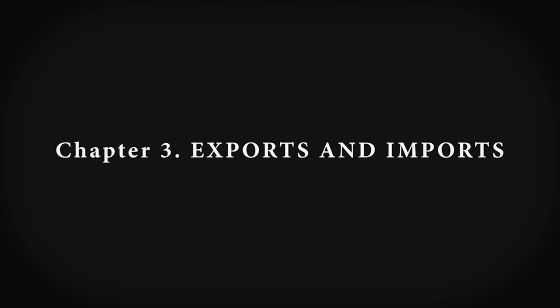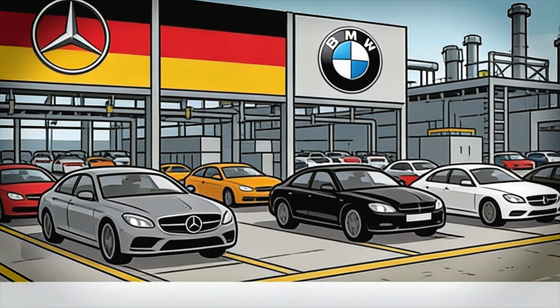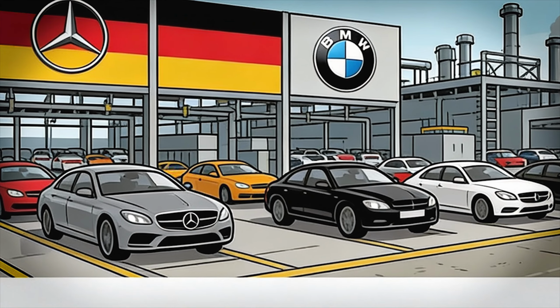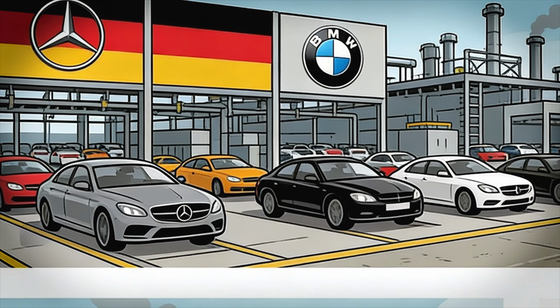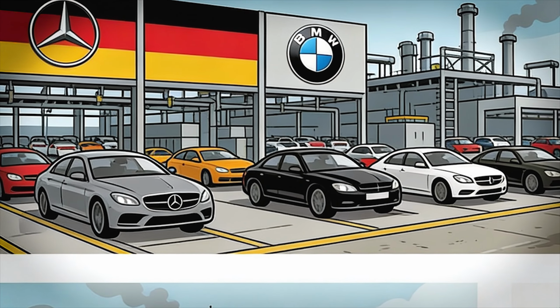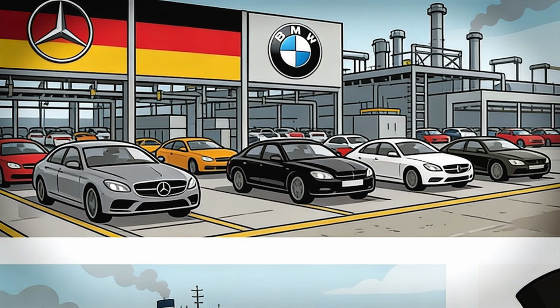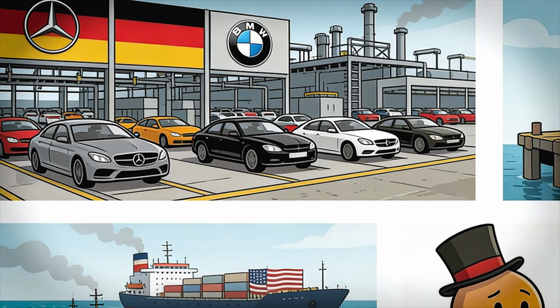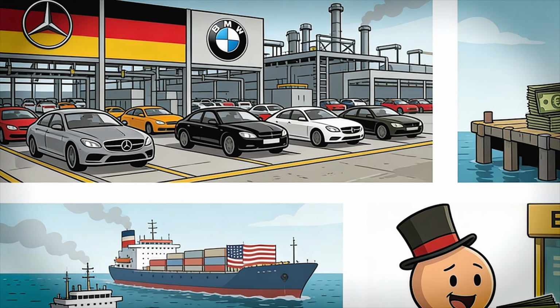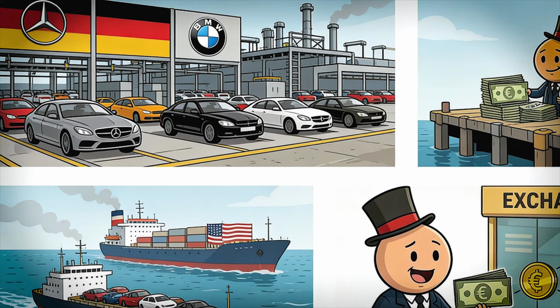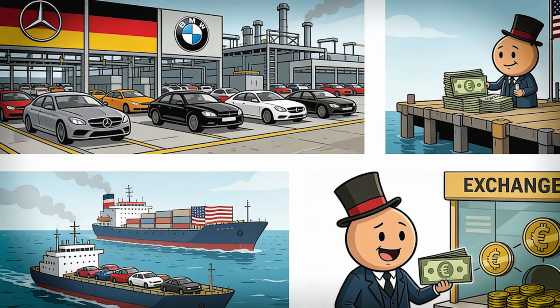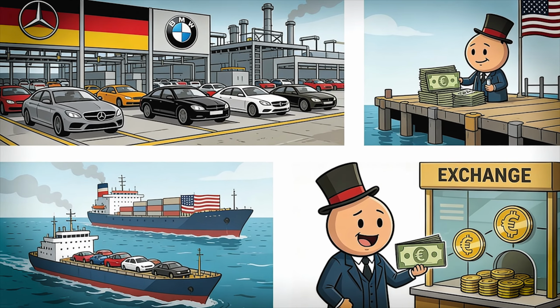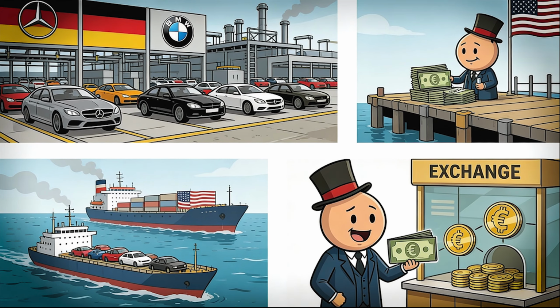Chapter 3: Exports and Imports. This is commonly referred to as the trade balance. Germany is one of the largest exporters in the world. When companies like Mercedes or BMW sell cars in the United States, they receive dollars, which they then convert into euros, since the euro is the official currency in Germany. This increases demand for the euro, strengthening it relative to the dollar. In some cases, exporters require payment directly in euros. This means foreign buyers must purchase euros beforehand, further increasing demand.